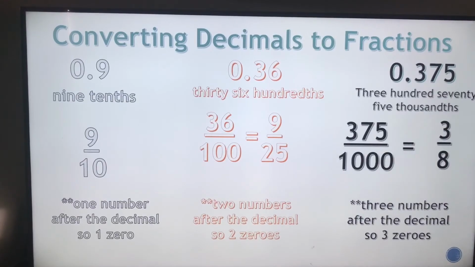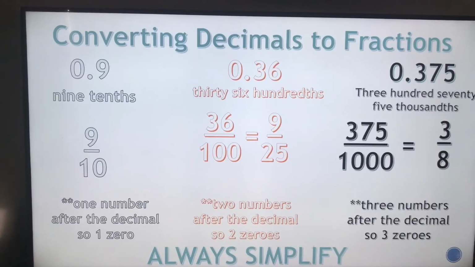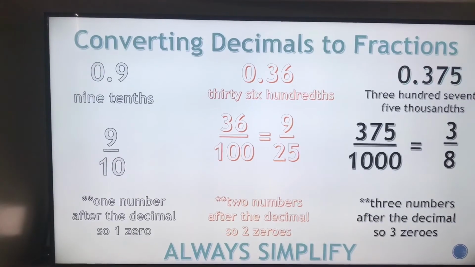And here is my trick. There's 3 numbers after the decimal, so 3 zeros go on the bottom. At the end of the day, you must always simplify. So that simplifying is of the utmost priority when we're doing this.